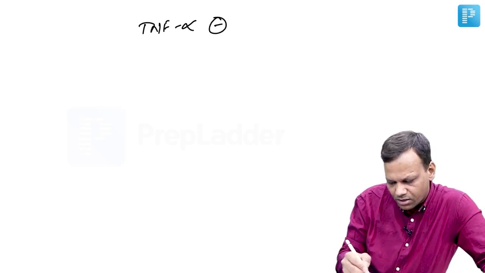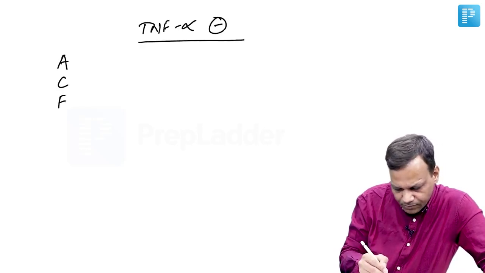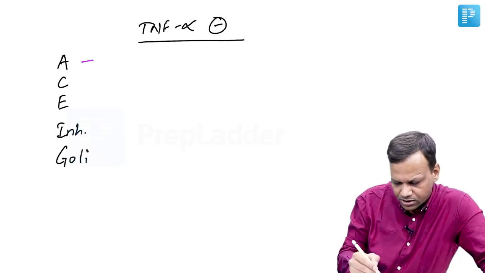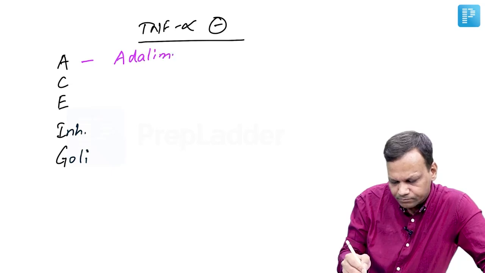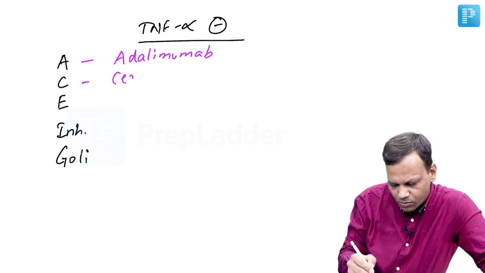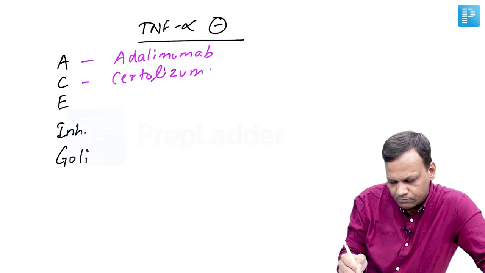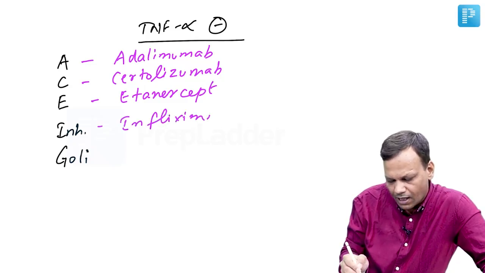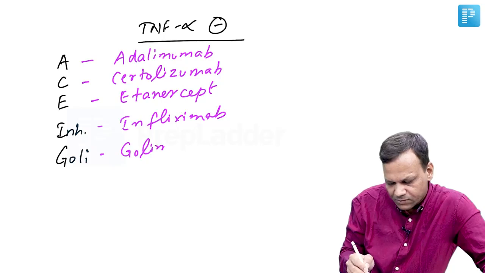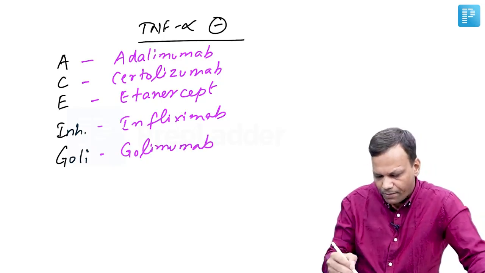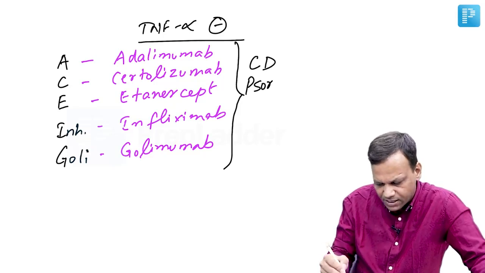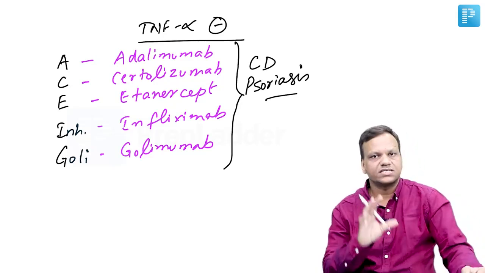Okay. Then drugs which are TNF alpha blockers. You can remember them as "ACE inhibitors को गोली मारो". The drugs include adalimumab, certolizumab, etanercept, infliximab, and golimumab. These are TNF alpha blockers. Now, apart from rheumatoid arthritis, they are also used in Crohn's disease and psoriasis. The other uses apart from rheumatoid arthritis are Crohn's disease and psoriasis.